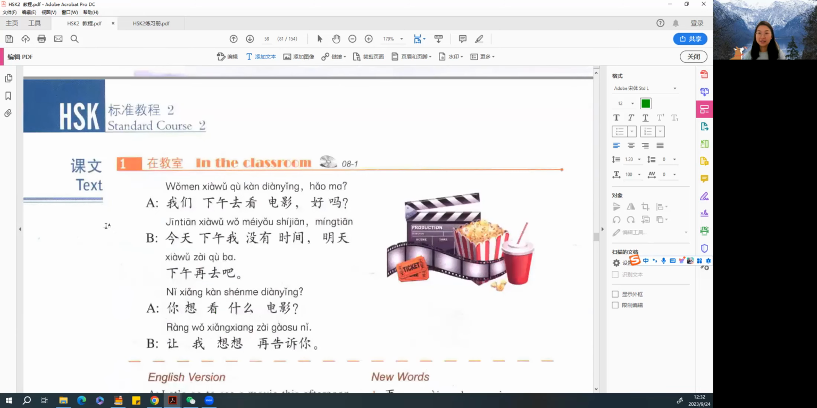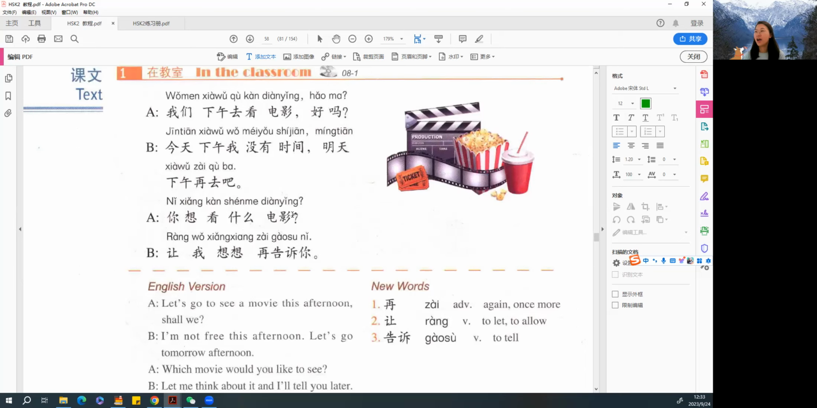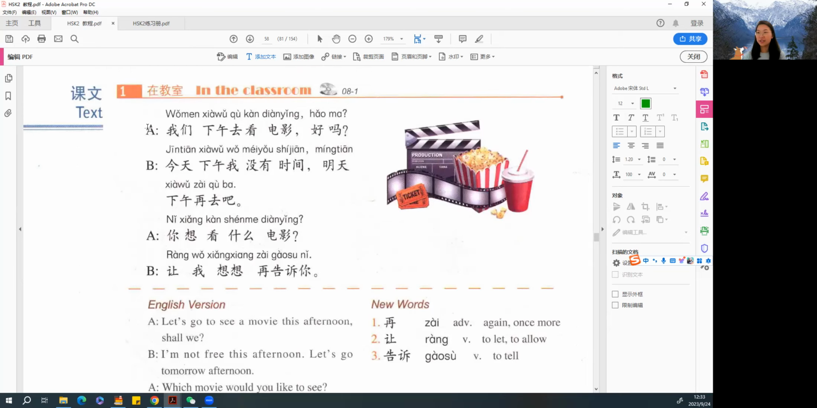Alright, so now let's take a look at the text. First, it's the new verse. 告诉. So this is something in our title, right? We have just talked about this. Alright, so let's take a look at the conversation. 在教室, classroom.